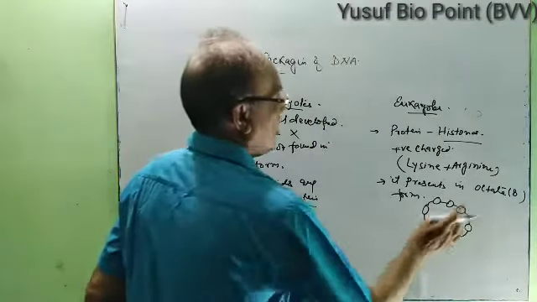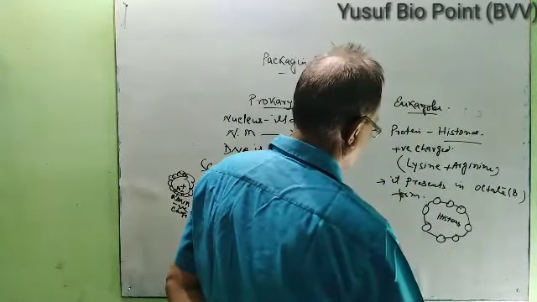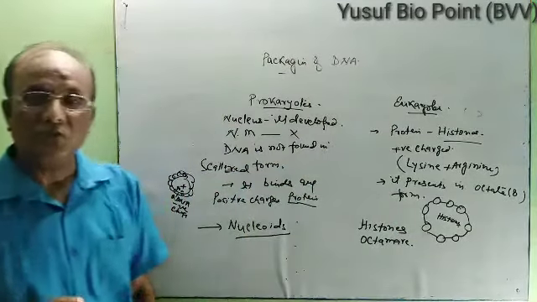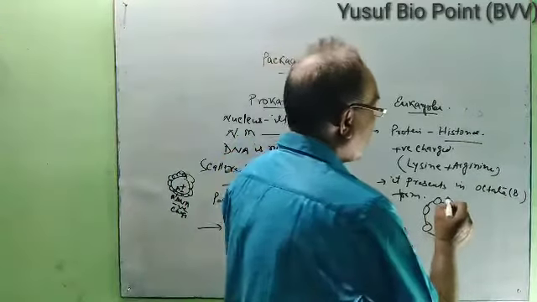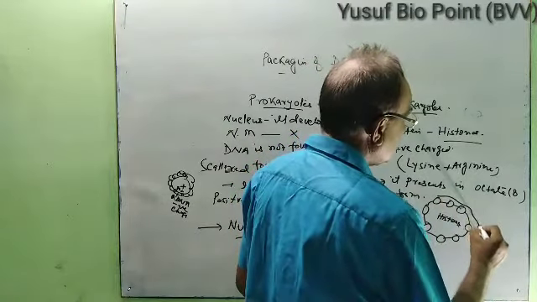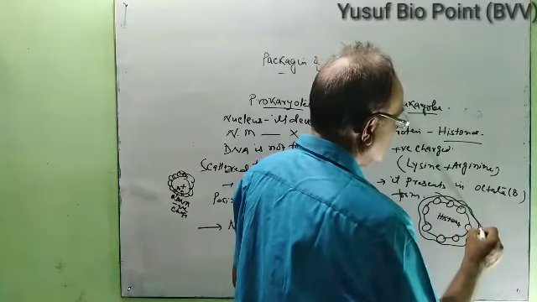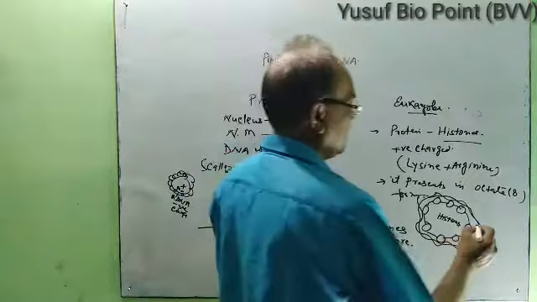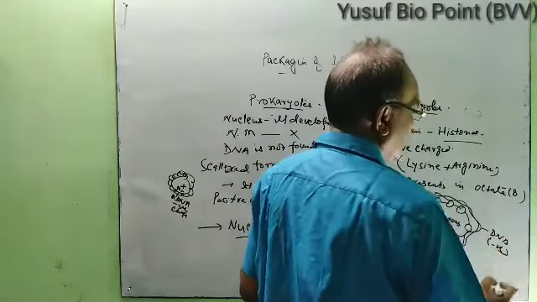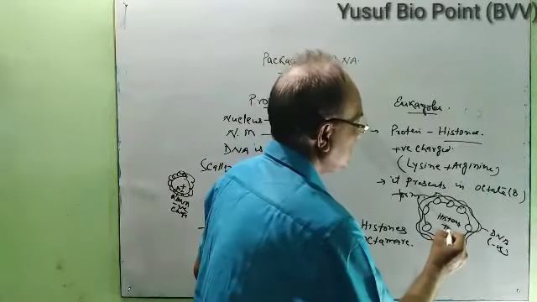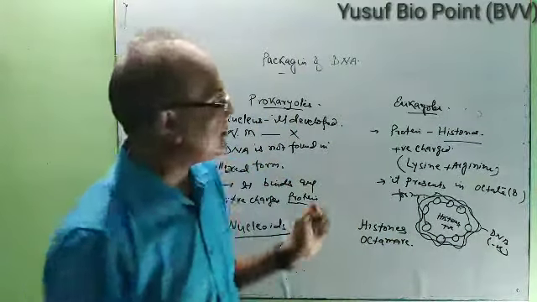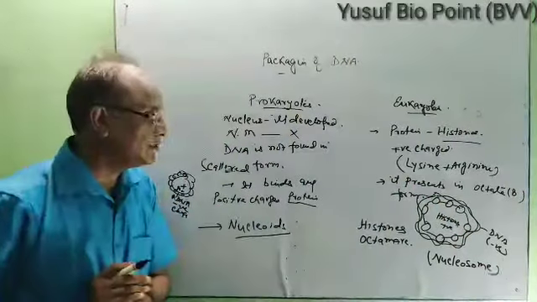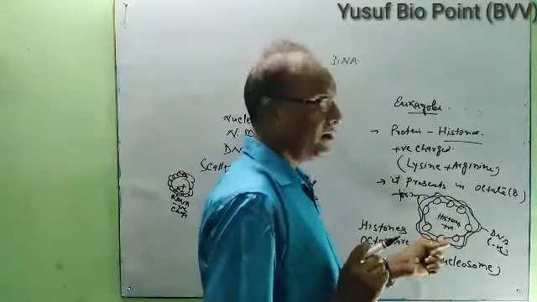So this is called the histone octamer, means 8 histones in a bundle, and the DNA is attached to that structure. Histone is positively charged and DNA is negatively charged, so it attaches to it, and this is known as the nucleosome.